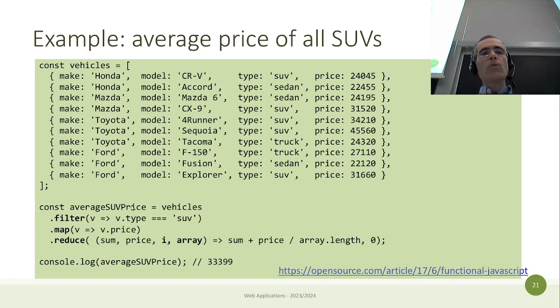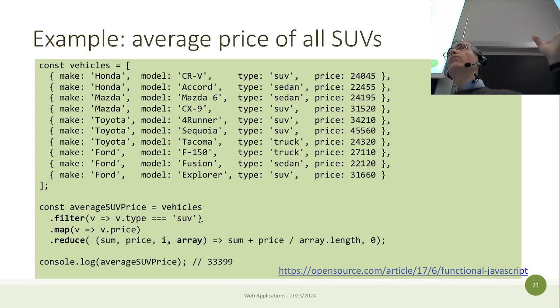Anyway, with this approach, basically we take the array vehicles. First of all, we filter for what is really interesting to us. How can we filter the array? We need to pass a callback that actually returns true for what is interesting for us. So that's a callback, v or e or whatever letter you like. It's the parameter of your callback. v dot type equal to SUV. If it's equal to SUV, we keep it, or we don't keep it if it's not equal to SUV.